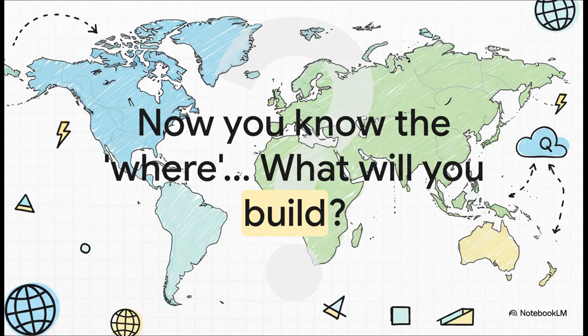And that's pretty much the whole story. You now know the difference between default and opt-in regions, you know about that critical free tier limitation, and you know how important it is to check the data policies. You officially know the where. So the only question left is, what are you going to build?